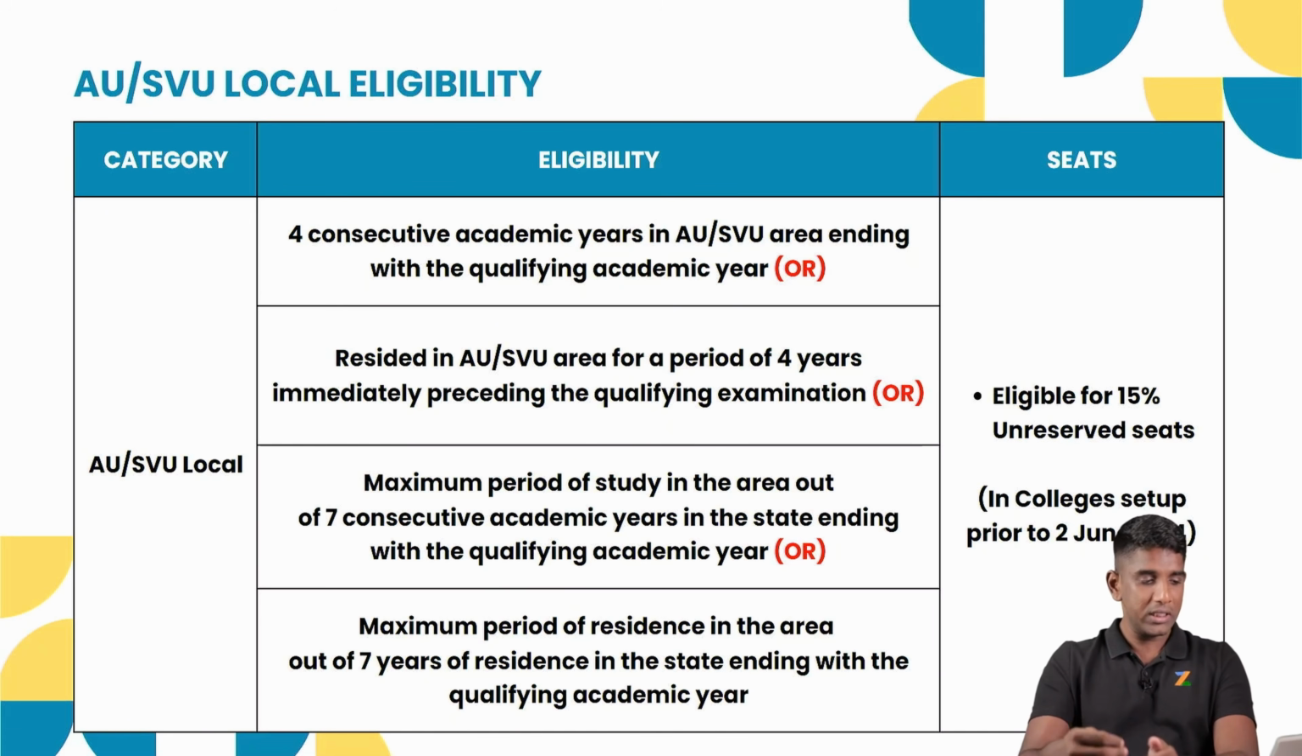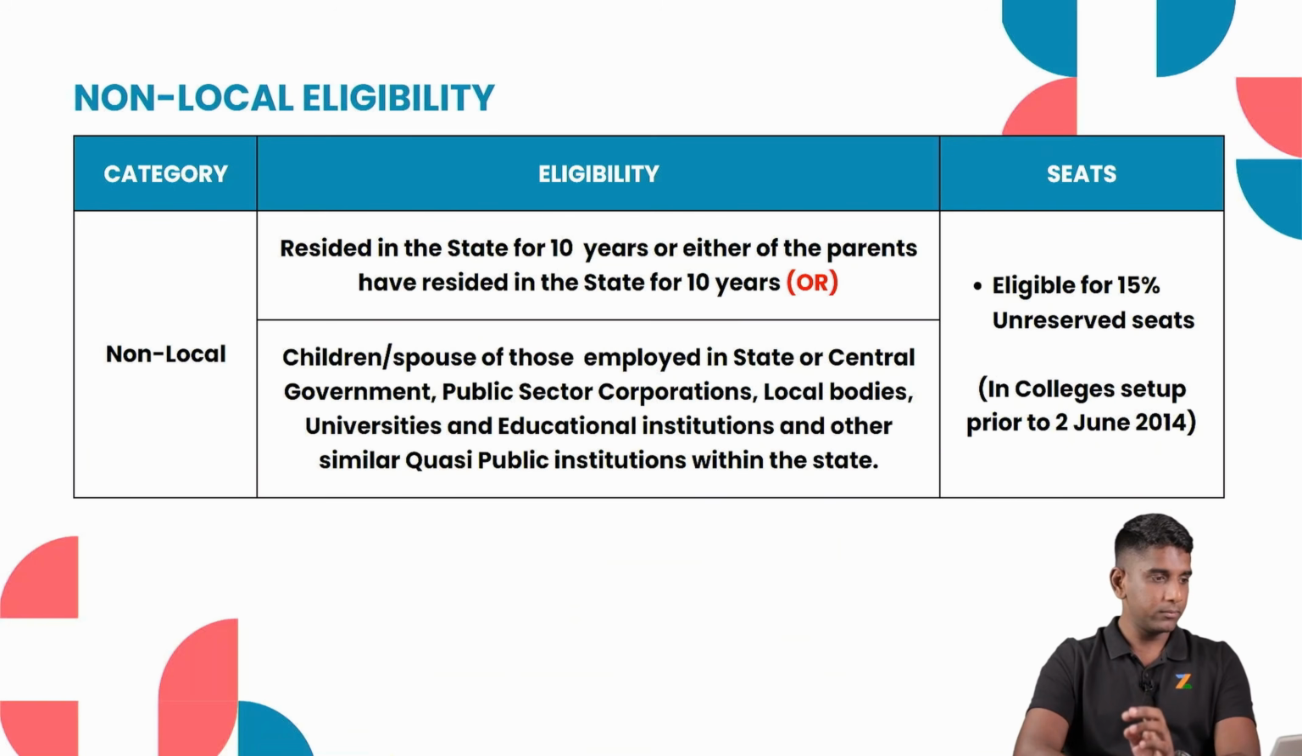The fourth condition is 7 years of residence in the state, but the maximum period of residence is in one of AU or SVU local. Then they come under one of these categories. So candidates who come under AU or SVU local are eligible for 15% of underserved seats. And this eligibility is only for colleges that were set up prior to 2nd June 2014.